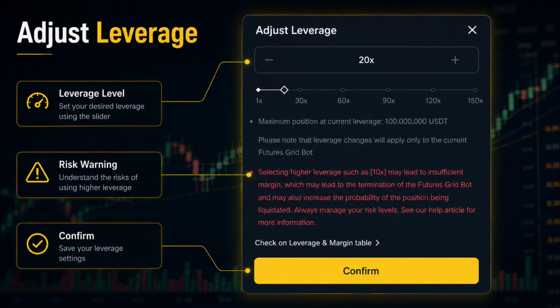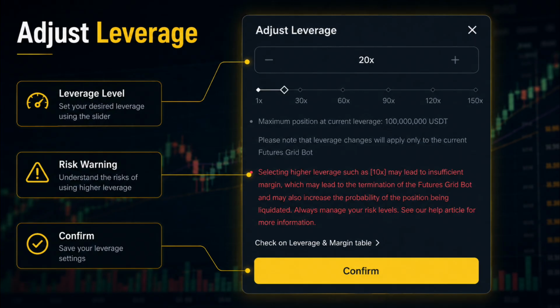Next is leverage. Leverage in a futures grid bot works the same basic way it does in normal futures trading. It makes the position exposure larger than the margin you put in. Higher leverage can make returns larger, but it also increases risk. And in a grid bot, this matters even more, because the bot may keep building and managing positions across many grid levels. This is why high leverage can become dangerous very quickly.